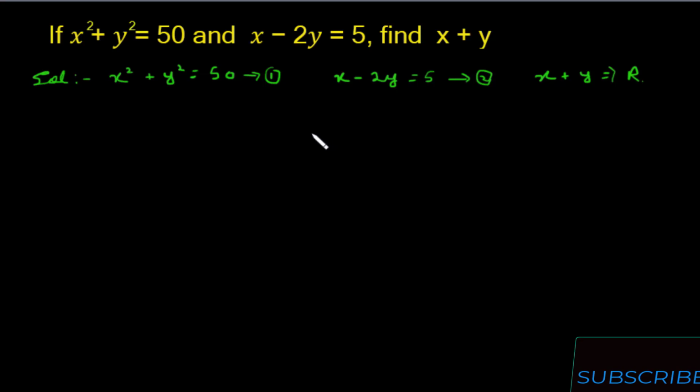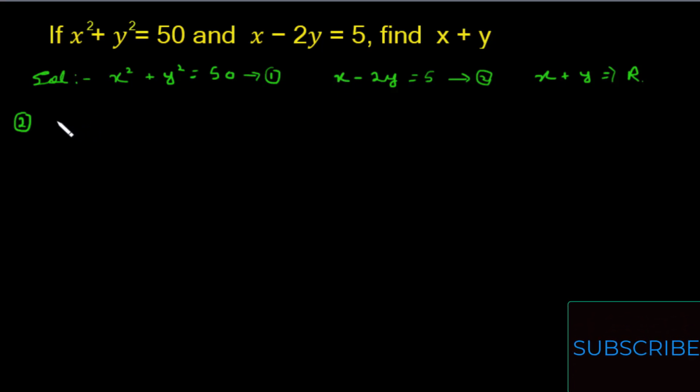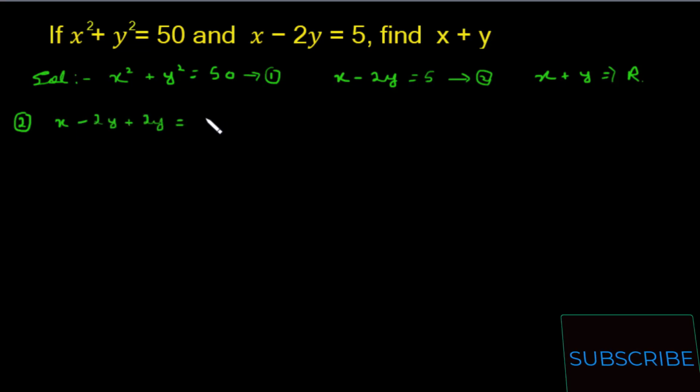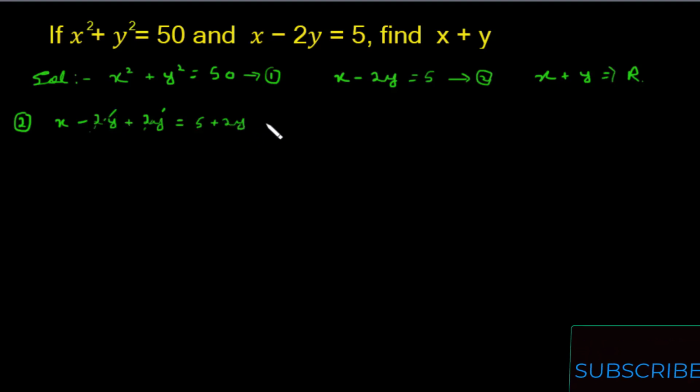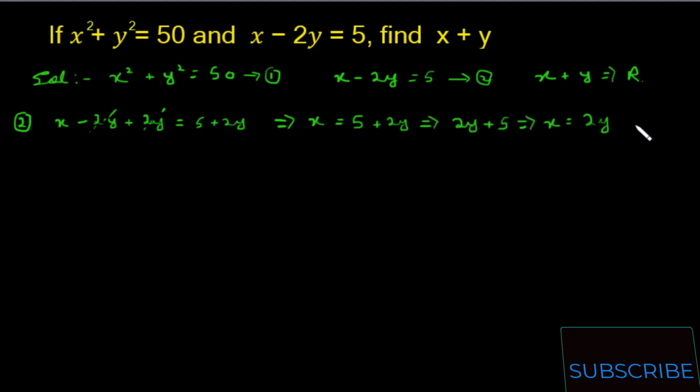In order to solve such an equation, I will use equation 2, and I am going to isolate x, because I will search for the variable whose coefficient is 1. So at least I have x over here. That is why I am going to add 2y to both sides: x is equal to 5 plus 2y, or I can also write it as 2y plus 5.